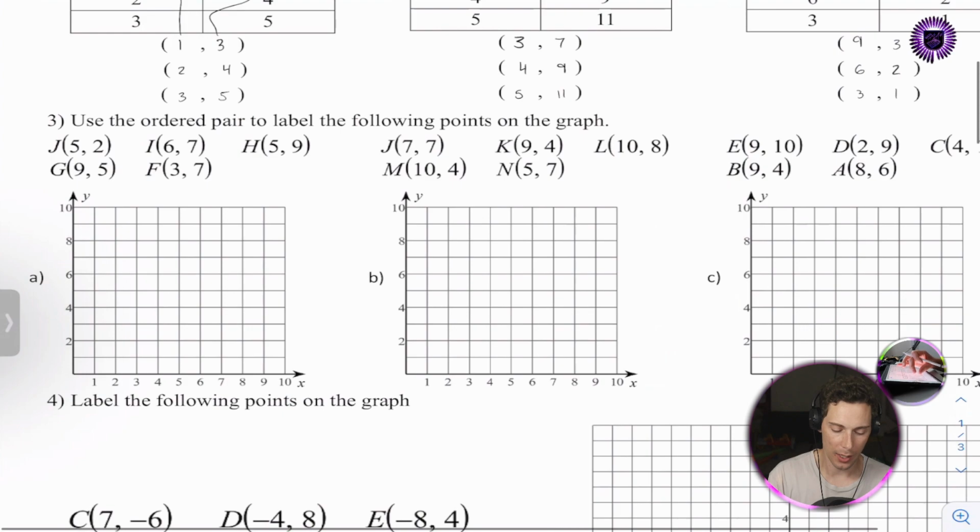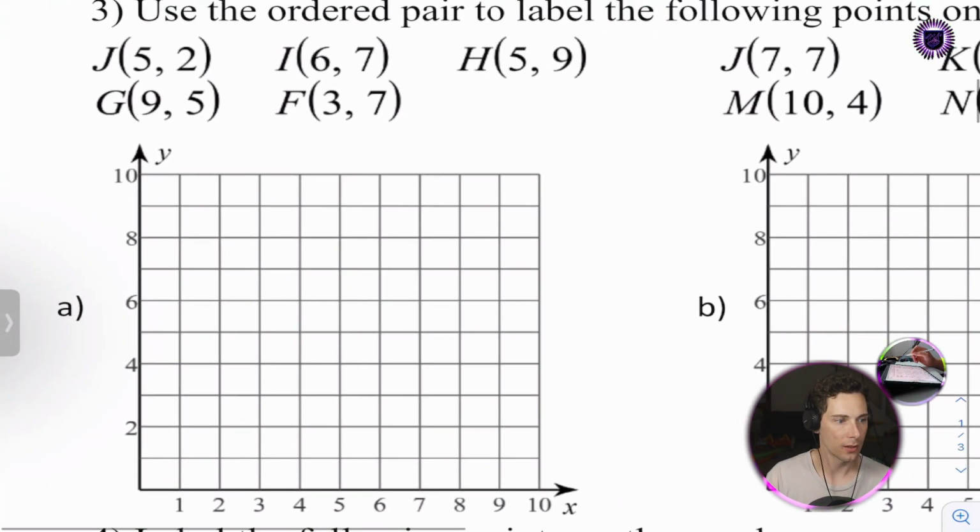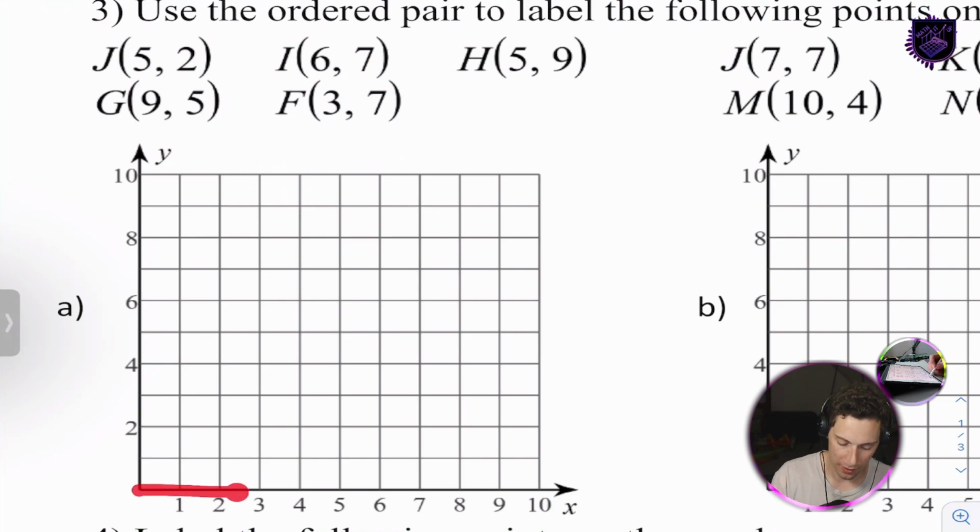Okay, 3A. Can you see that? Yeah, okay, 3A. We're going to be plotting these points, so I'm going to use red when I'm plotting these points, so it's easier to see. So J is going to be 5 and 2, so we're going to go 5 over and 2 up, 5 and 2 right here.